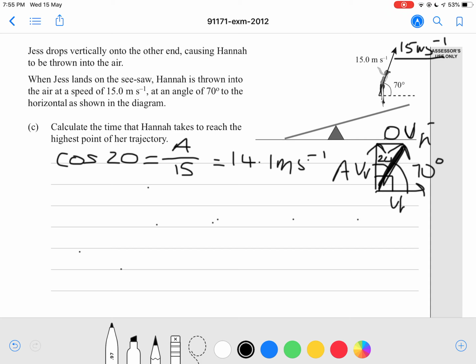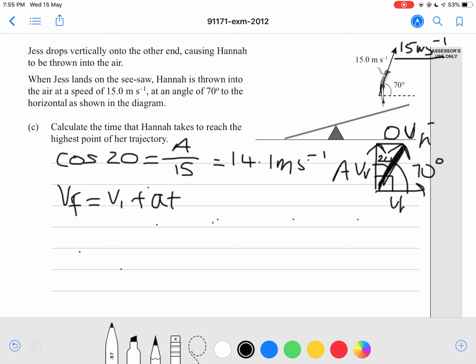So the question is asking you, how long will it take for this 14.1 meters per second to reach 0 under the influence of gravity, which is acting downwards at 9.8 meters per second? So in order to do this, we're going to have to be using our kinematic equations. The easiest one, in my opinion, would be Vf, final velocity, equals initial velocity, Vi, plus acceleration multiplied by time.